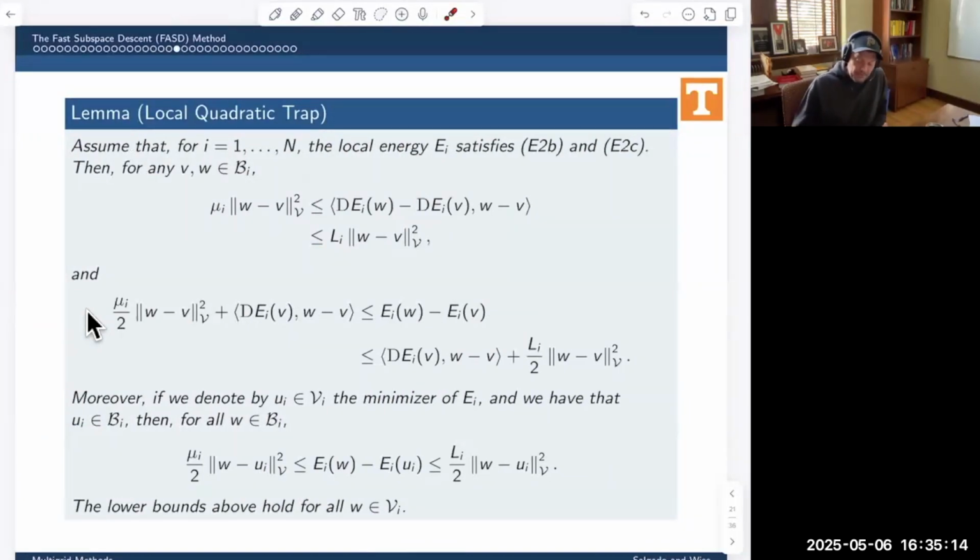Now, because each one of the energies has these very nice properties, that they are strongly convex and locally Lipschitz smooth, then of course they themselves satisfy quadratic energy traps. So for example, over the bounded energy set BI, where we have this Lipschitz constant Li, then we have this quadratic energy, so let me back up. This is not quite the quadratic energy trap yet. This is a statement of the strong convexity and local Lipschitz smoothness on BI.